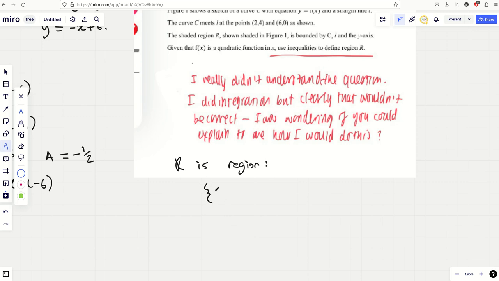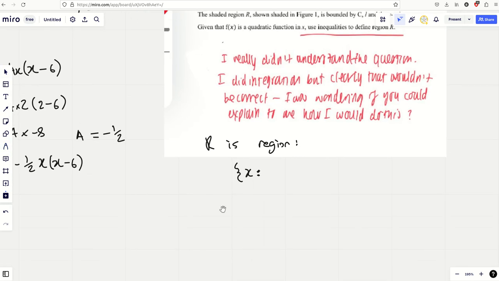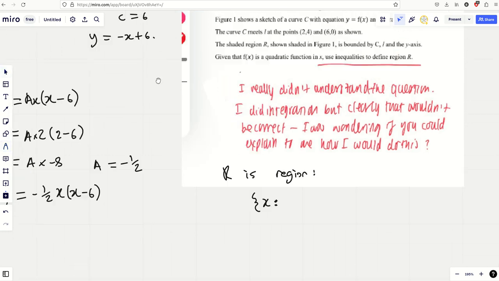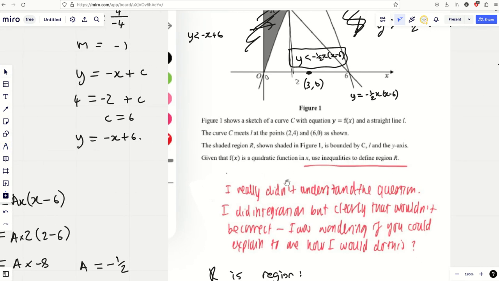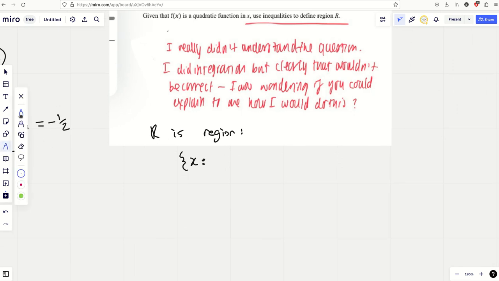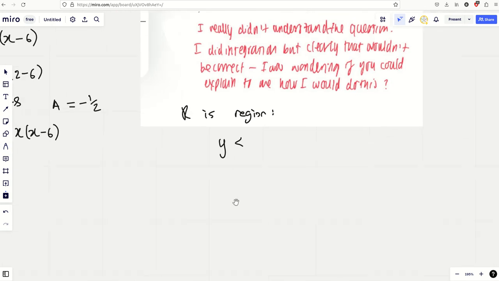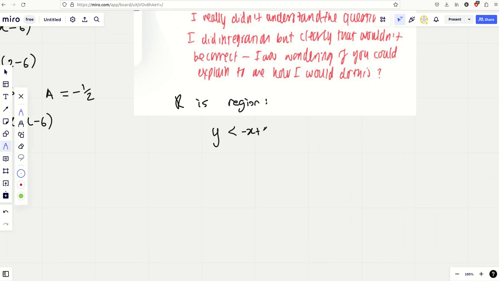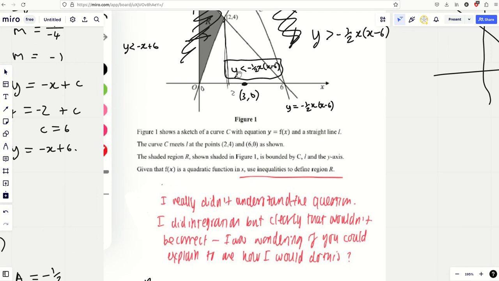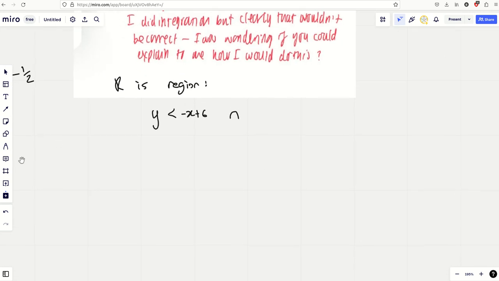Right, let's do it in set notation. X such that, or we're doing it with y's and x's here, aren't we? Let's just do that. Yeah, using inequalities to define the region R. I would like to use a little bit of Boolean algebra. Y is less than, what was it? Y is less than, I wrote it down, minus x add 6. And, yeah, you need that little and symbol. Y is greater than minus a half x times x minus 6. And that is the final answer.